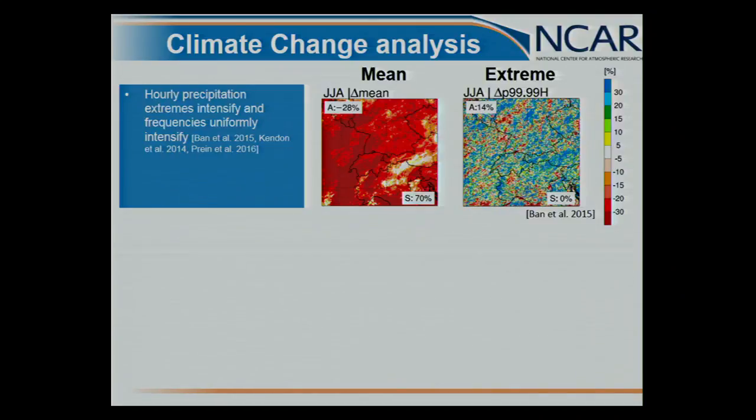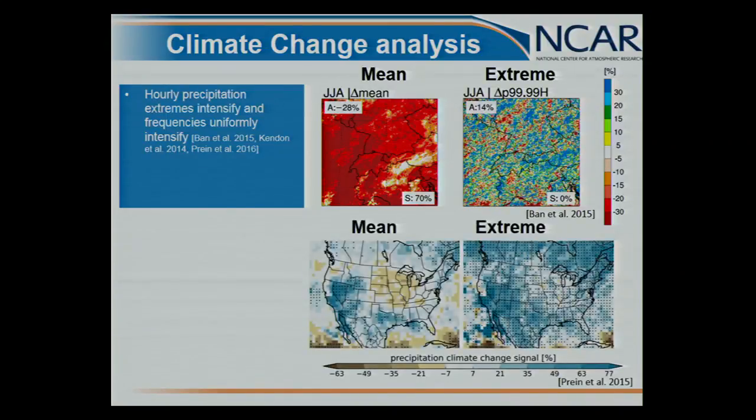So what you see here is really a decoupling between the mean and extreme precipitation. And we see very similar results from our simulation in the United States, where you have a mean drying, for example, pretty significant in the central United States. But if you look at extremes, you still get significant increases in extremes.